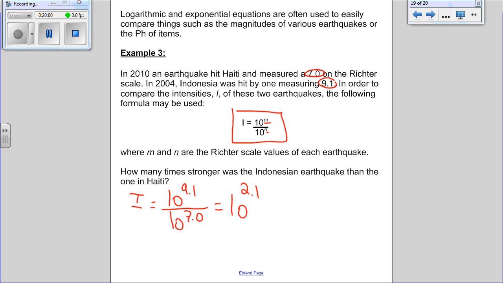that they were 125.9 times stronger than the other one. So the difference between a 9.1 and a 7.0 earthquake is 125 times more powerful. So it's quite a bit more powerful, I would say.